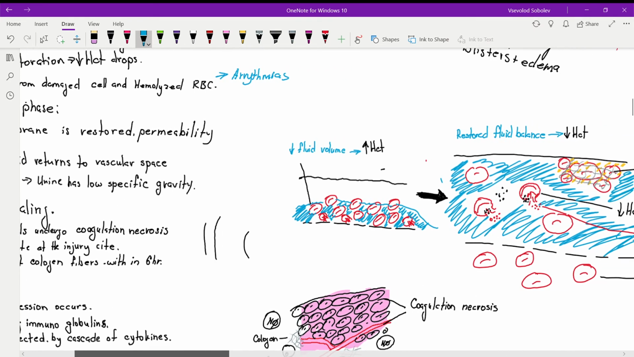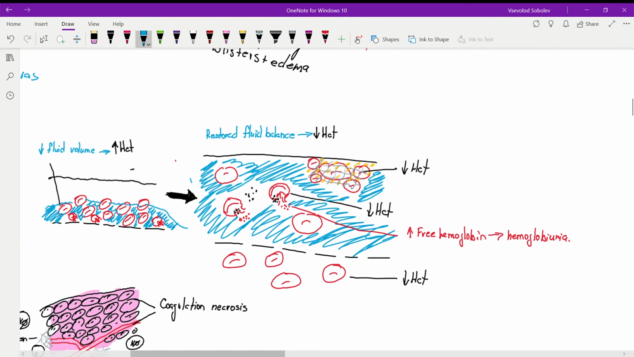There's a little diagram over here about our red blood cells. When there's low volume in the blood vessel, the permeability is increased, so fluid is leaving, and the hematocrit will be high. And then here we have more fluid, and our red blood cells start to clump with those clotting factors and platelets, and then some of them break because of the free radicals.